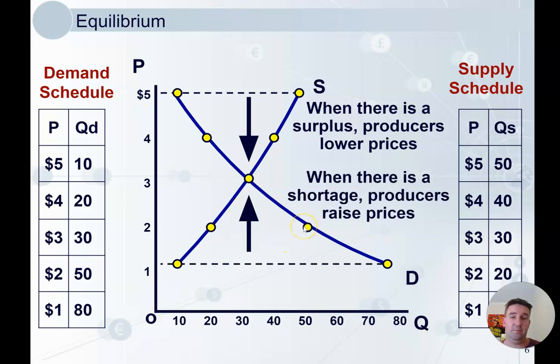And in a shortage, producers have a huge incentive to raise price. People want it. Their stock is flying off the shelves. They would be silly not to raise the price. So what happens is the market is only steady at this equilibrium price. There's neither a surplus nor a shortage.